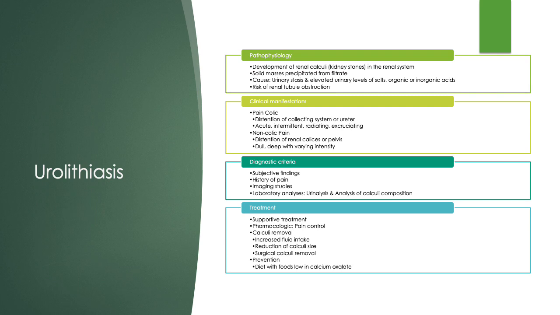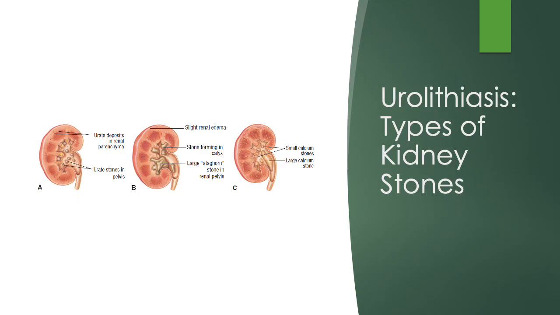As far as prevention, you have to encourage a diet with foods that are low in calcium and other salts that would cause kidney stones. So, this is just describing the different types of kidney stones, and really what we're looking at is the size of the kidney stones and the location. You can have urate deposits in the renal parenchyma. You can have kidney stones in the renal pelvis, which is the large portion of where our urine is collected and then distributed into the ureter. You can have renal edema, and then you can have stones that are collecting in that renal pelvis.